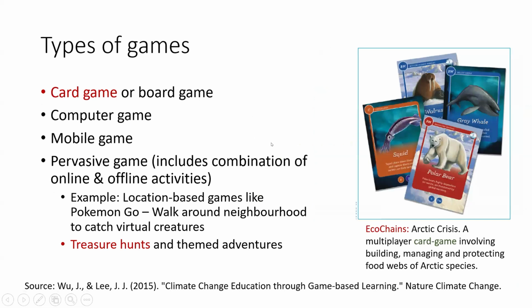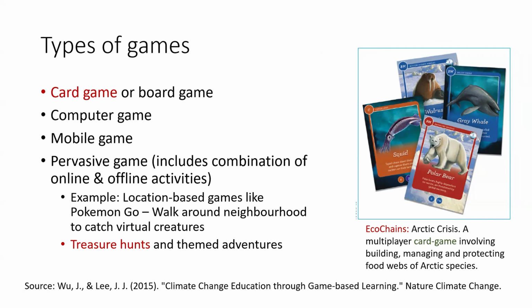So in here, we find that there are different types of games. For example, we can have a card game or a board game. You have an example on the right here, which is Eco Chains. It is a multiplayer card game involving building, managing, and protecting food webs of Arctic species. When we go through the different types of games, you find that we can have card games, computer games, mobile games, and then we have some types of game called pervasive games.